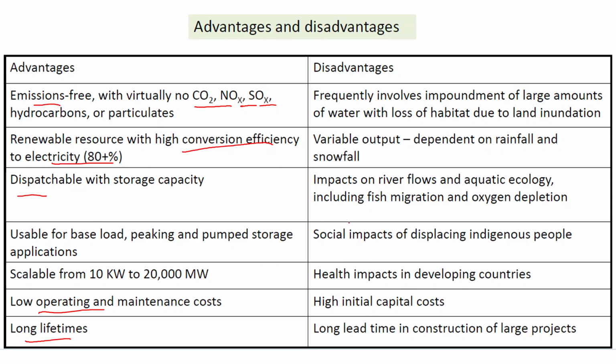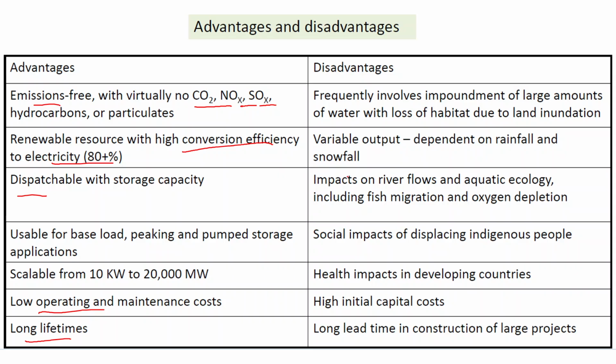It also has some disadvantages. First, frequent impoundment of large amounts of water, with loss of habitat. Obviously, if we want to install a power plant and a dam needs to be made, there is a large loss of habitat. Villages need to be relocated, and trees need to be cut. Animals lose their houses. So there is an environmental problem related to this.